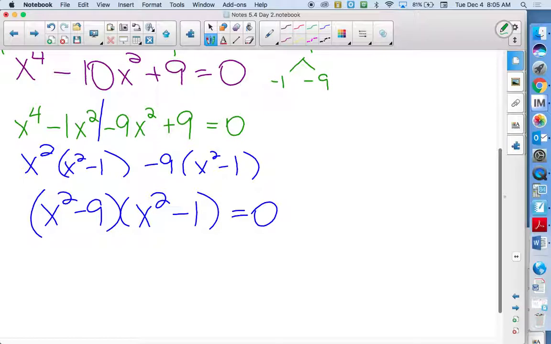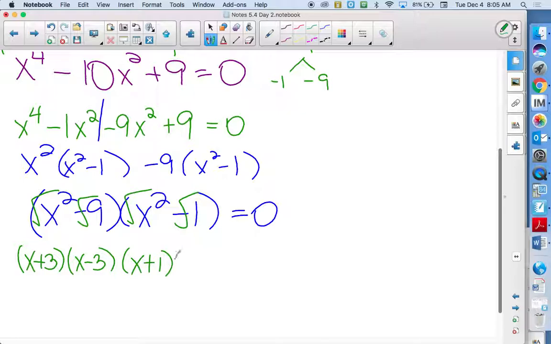Can they be factored further? Hey, we can take the square root of 9, x plus 3, x minus 3. How about the next one? Yeah, you can take the square root of 1. 1 times 1 makes 1. X plus 1, x minus 1.